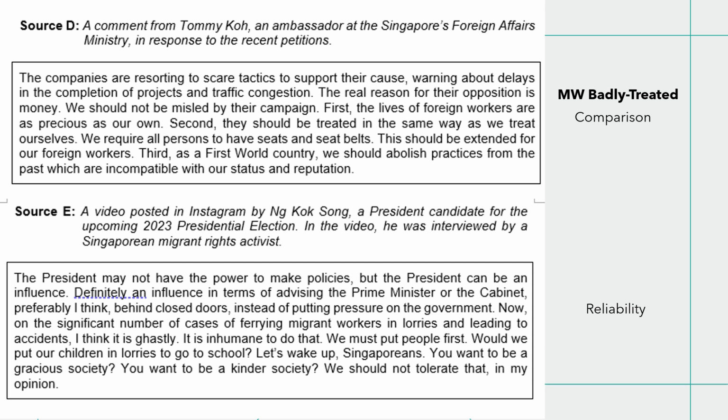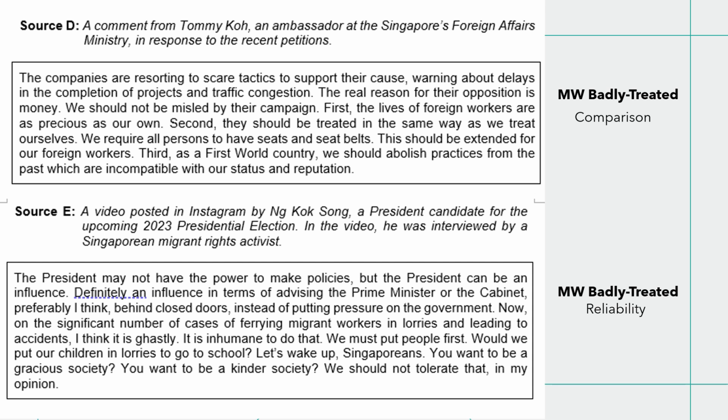And finally, source E, the presidential candidate, also complaining that why are we treating the migrant workers so badly? It is so inhumane to do it that way. So migrant workers are treated badly.